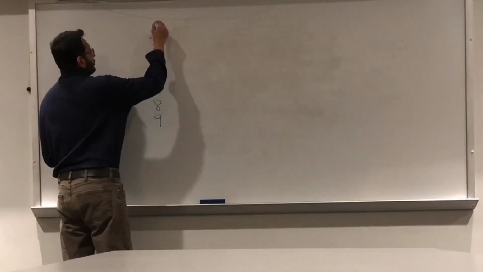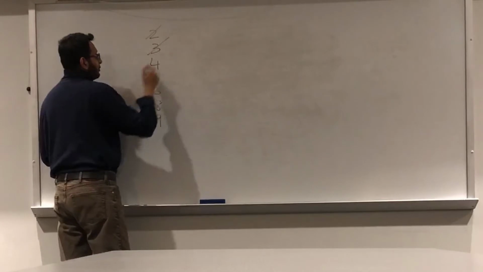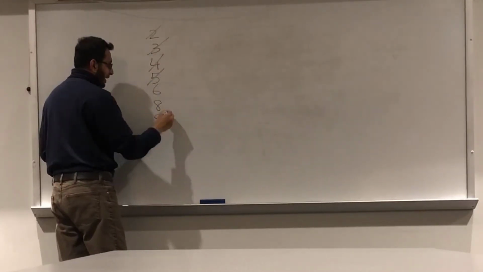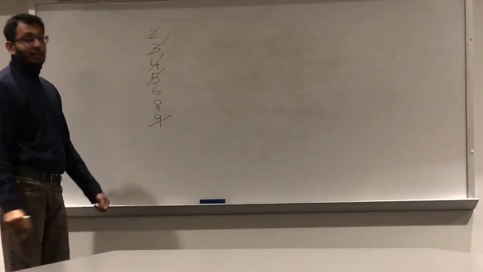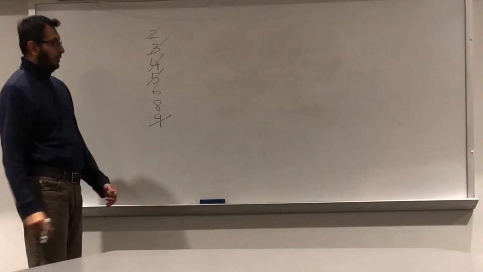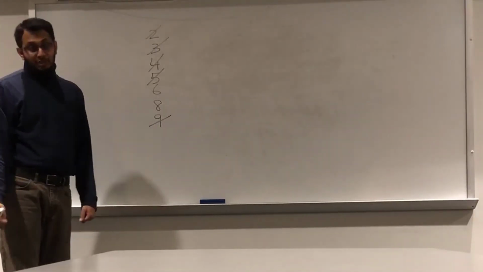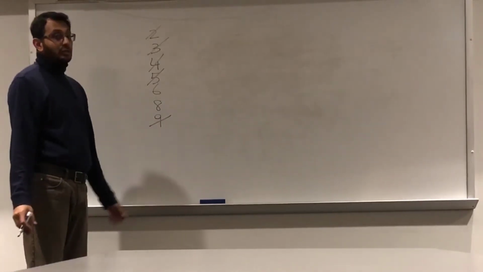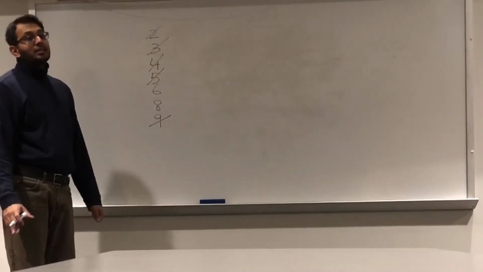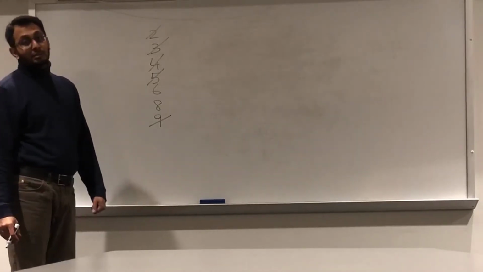So, we're done with the rule of 2, we're done with the rule of 3, we're done with the rule of 4, 5, and 9. 8 is left and 6 is left. For 7, we don't really have a rule. Okay, for 8, the rule is you check the last 3 digits. If the last 3 digits are completely divisible by 8, the number will be completely divisible by 8.